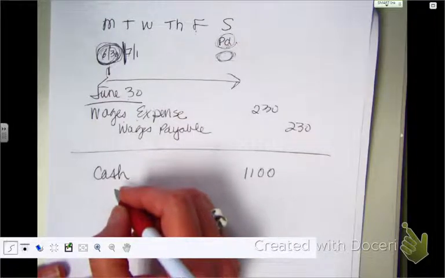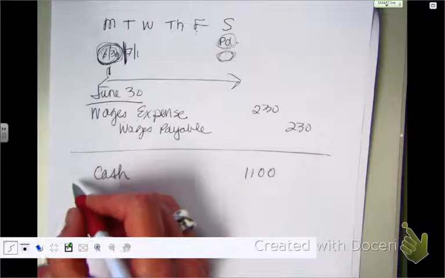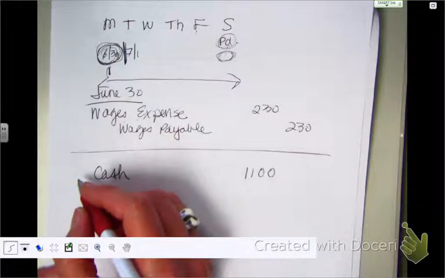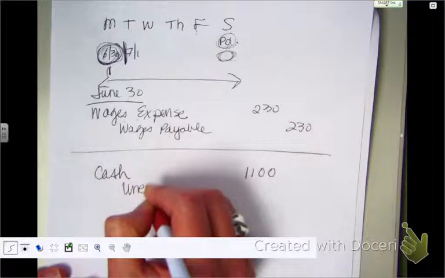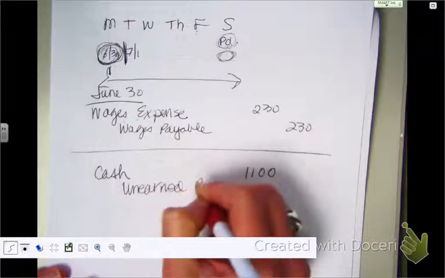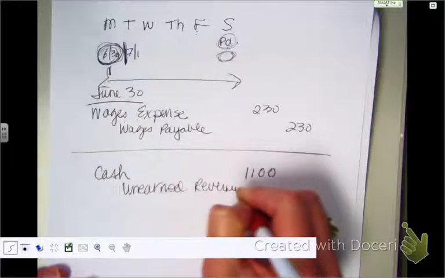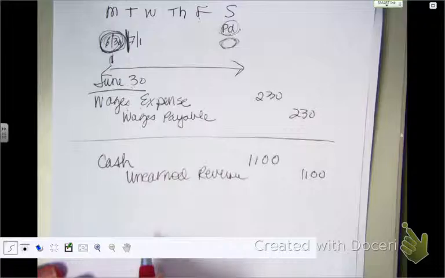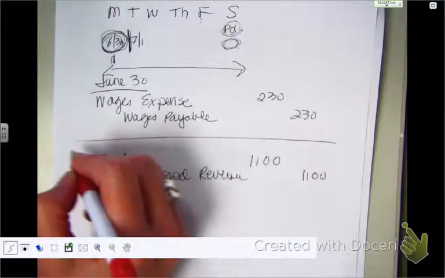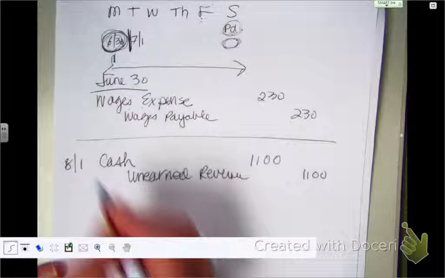Okay? So we received $1,100. So what would the journal entry look like? Debit to cash $1,100, and credit to unearned revenue of $1,100. That's when we received the cash at the beginning of the month. So this is like August 1st.